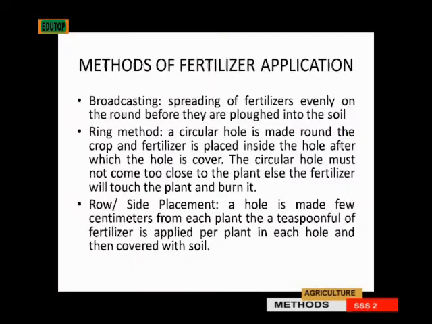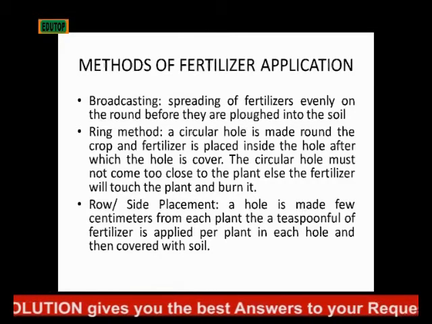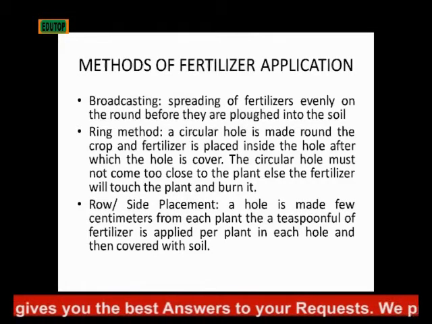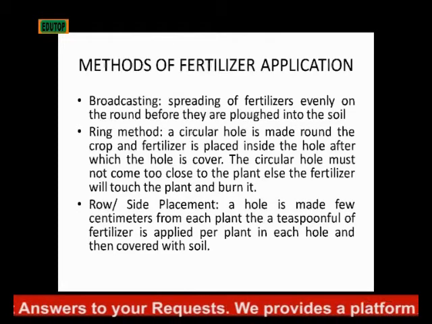That's the ring method. Then the third method is the row or side placement. In this method, a hole is made a few centimeters from each plant. Then you put a teaspoon of fertilizer in the hole per plant, then you cover it. It's similar to the ring method, but this is row.